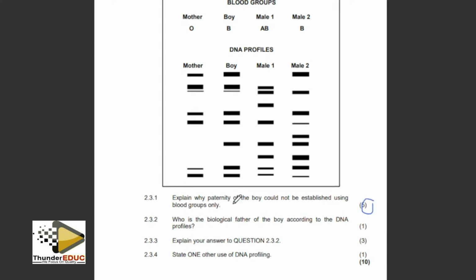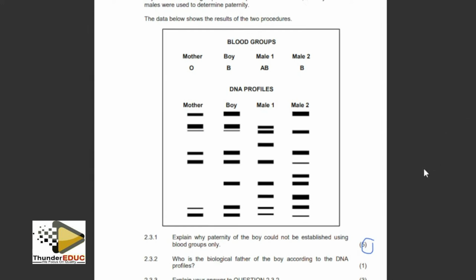Explain why paternity of the boy could not be established using the blood group. Why is the paternity test not able to conclude that this is the father of the individual? It's because many people have the same type of blood group. So you can't say, as I showed you, that blood group A married blood group B, and they produce blood group O, still they produce blood group AB, still they produce blood group B. So whom are you going to say is not the father, or whom are you going to say is the father? So it means that you end up losing the mark.